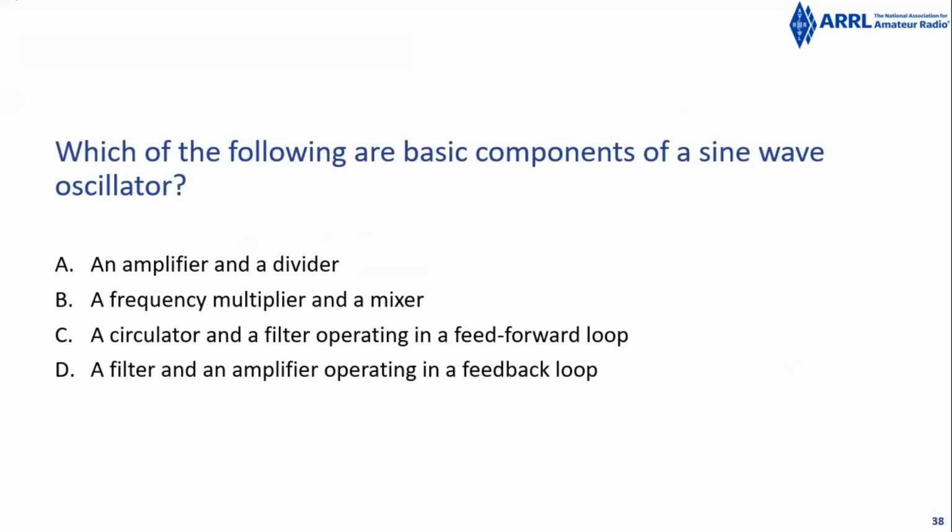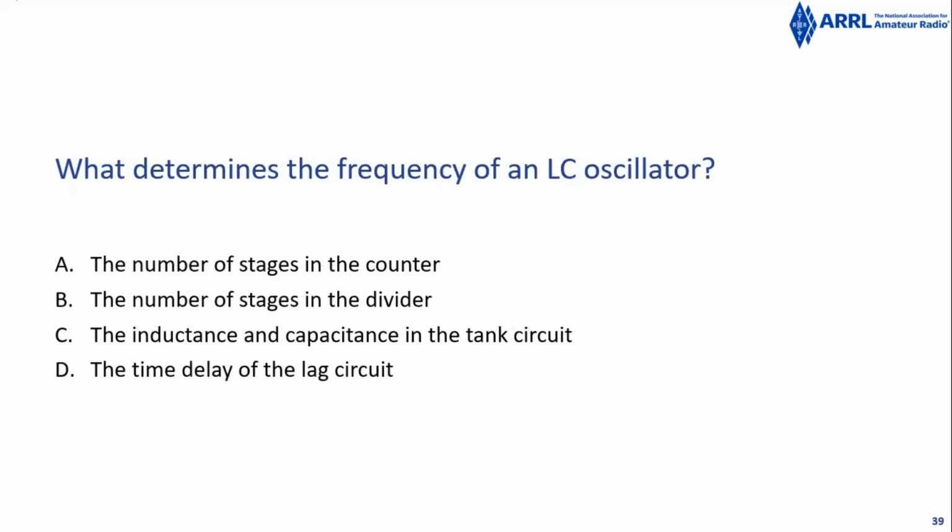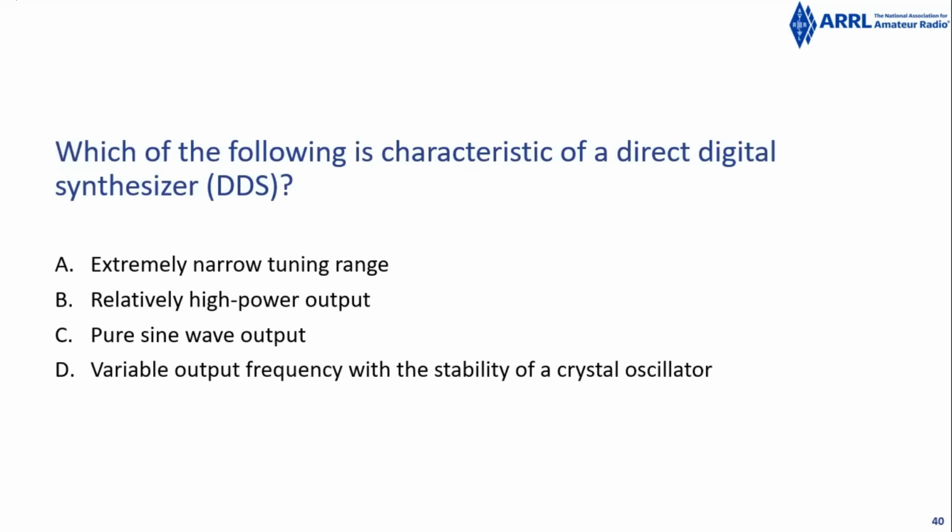Which of the following are basic components of a sine wave oscillator? Let's see. D, a filter and an amplifier operating in a feedback loop. What determines the frequency of an LC oscillator? That'd be the inductance and capacitance of the tank circuit, C. Which of the following is characteristic of a direct digital synthesizer? D, variable output frequency with the stability of a crystal oscillator.